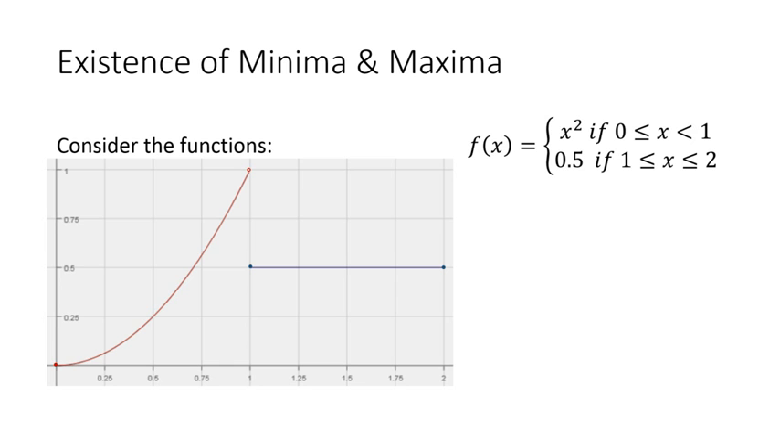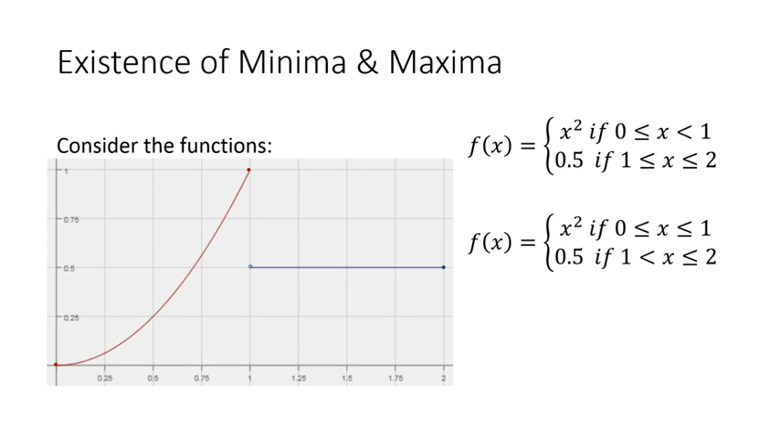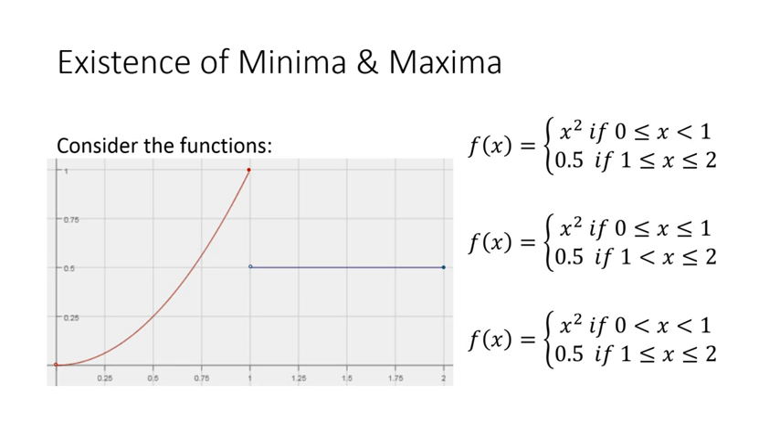If we change the way this function is defined, just a very minute change, so that that endpoint is assigned to the left-hand interval rather than the right-hand interval, then that is a maximum point. And so now this function would have both a minimum and a maximum. Finally, if we looked at the function that did not include the endpoint 0, then we would have no minimum defined for the function, but we would have a defined maximum where x equals 1.